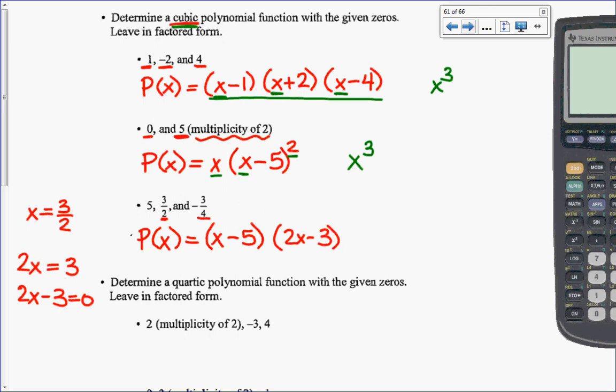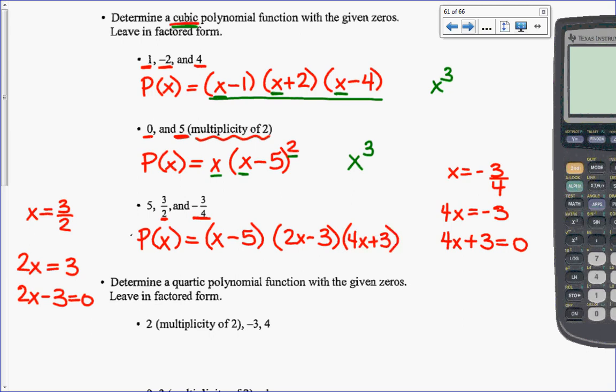And I'm going to have to do the same thing for negative 3/4. That means my x equals negative 3/4. Okay, so now I'm going to multiply both sides by 4, so I get 4x equals negative 3. Then I'm going to add 3 to both sides. 4x plus 3 equals 0. 4x plus 3 is my last factor.